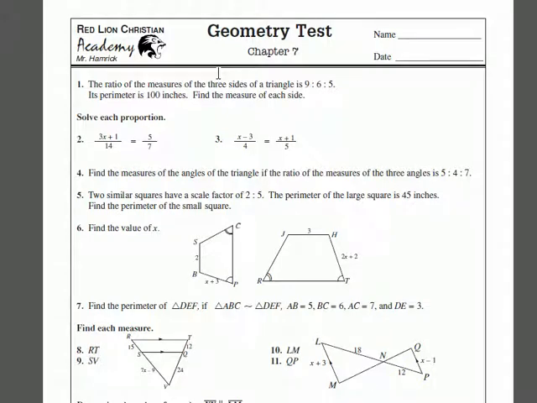Okay, here's our first review. We'll try to get as many of these done as I can. I don't know if I'll get 10 of them done in this amount of time or not, but we'll give it a shot. Look at the first one.